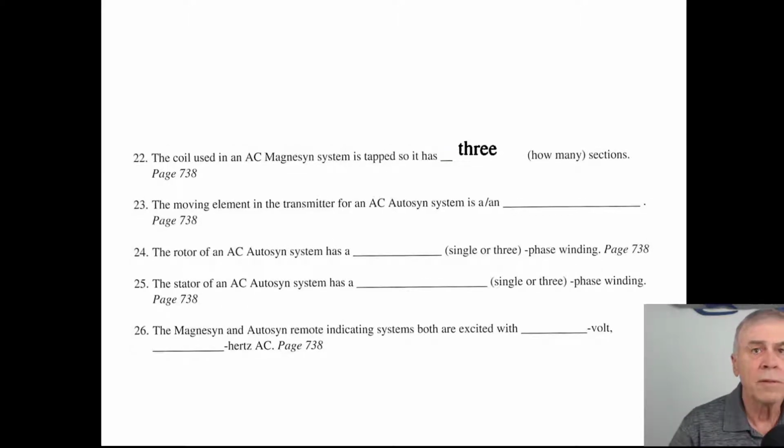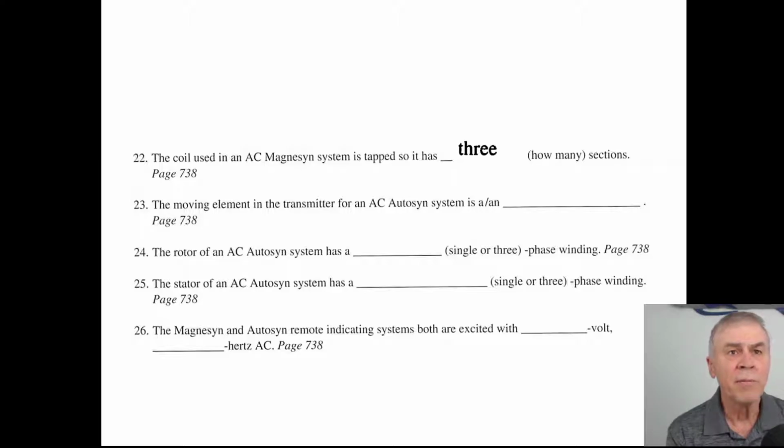So 3. The moving element in the transmitter for an AC Autosyn system is... and of course, if the class were right here, we would have other people answering these. So this wasn't really set up for me to answer. This is to encourage class participation. But I got a little bit of time. We're at 41 minutes, so technically we could go for 50 minutes, but we're not going to go anywhere near that. I think this is the last slide.